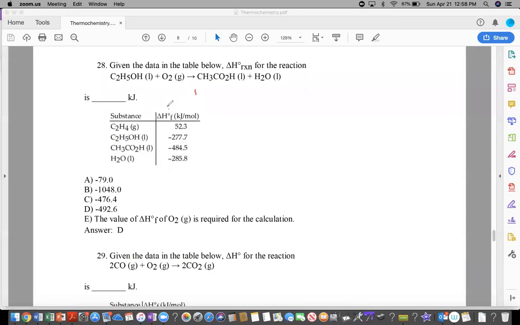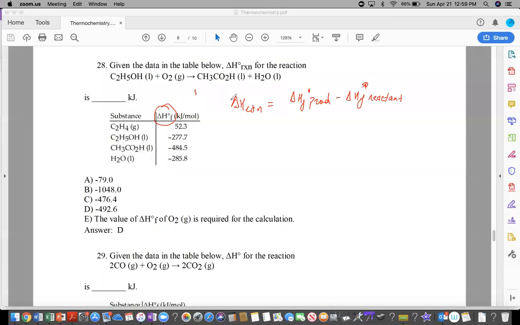Whenever you're given delta HF, you see this thing, delta HF? Whenever you're given this, we have to use the formula delta H reaction. Remember, what is that equal to? Delta HF products minus delta HF reactants. Okay. So products minus reactants.